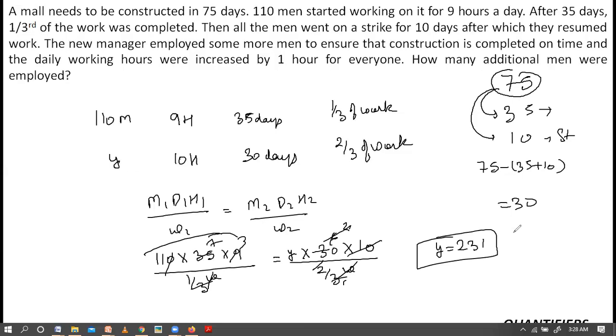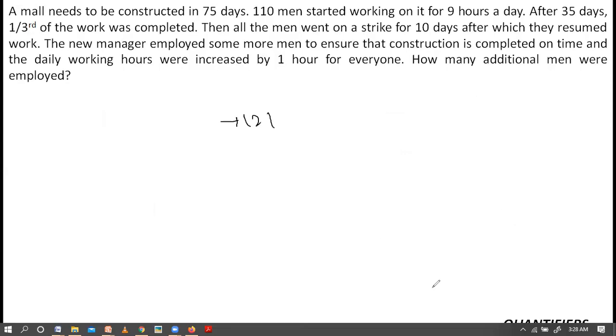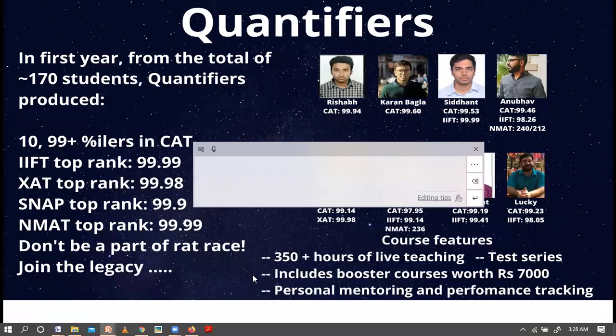So if the new number of men is 231 and initially there were 110 men, how many more men do you need? You need 121 more men. So 121 is the required answer for this question. Okay. I hope the concept is clear to you all. So these are the 3 questions that we had for today.